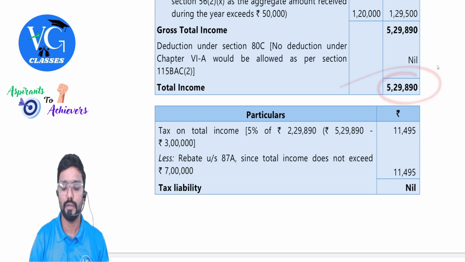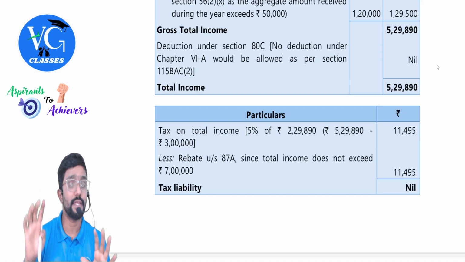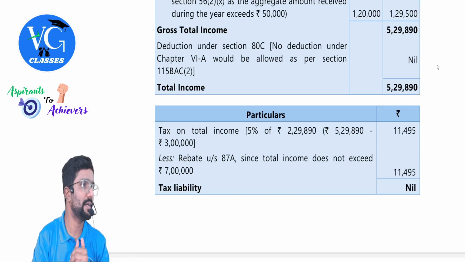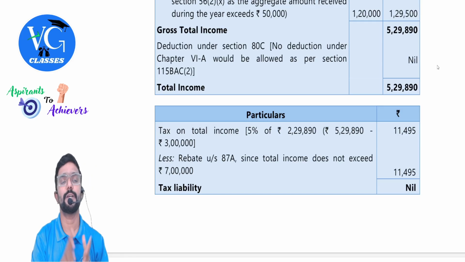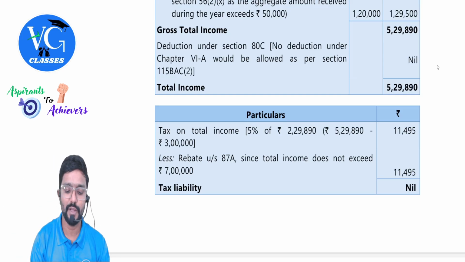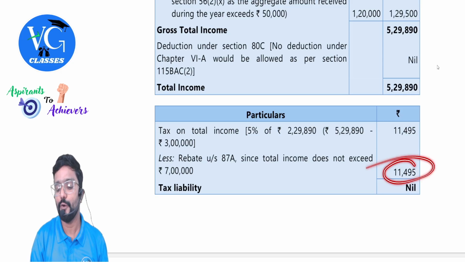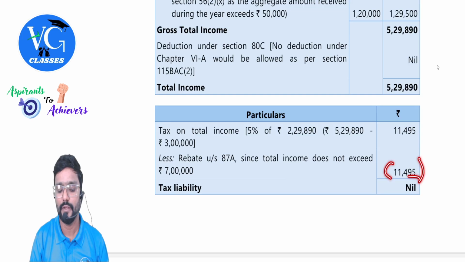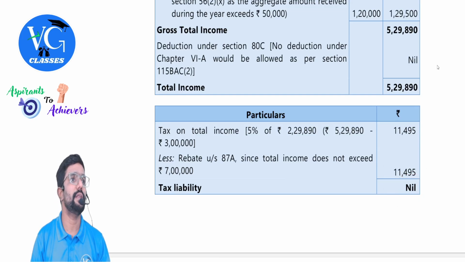No, sir. Sorry, this is the default scheme. Yes. Under optional it is up to 5 lakh, whereas under default up to 7 lakh. The rebate is available. So how much? 25,000 or actual gross tax liability, whichever is lower, full claim. So 11,495 or 25,000, whichever is lower, put it in brackets. So the final tax to be paid is nil under default.